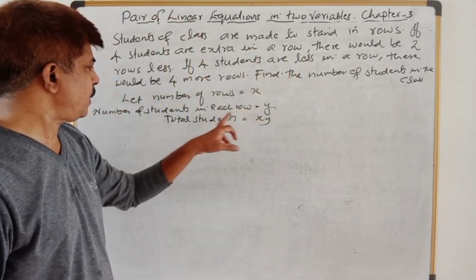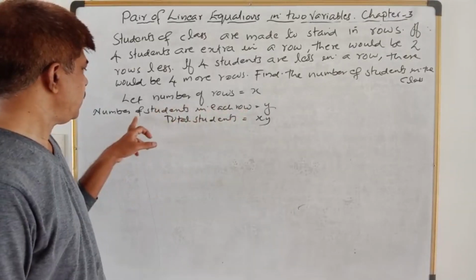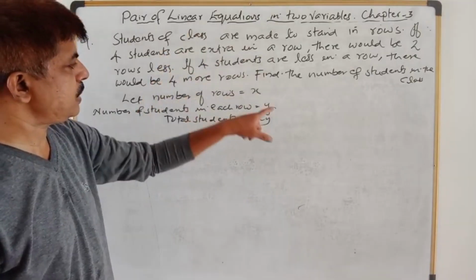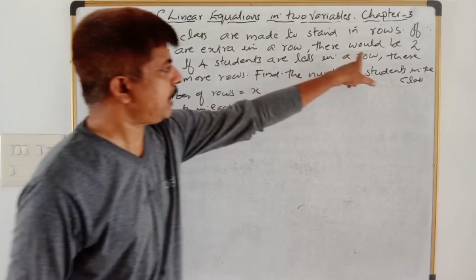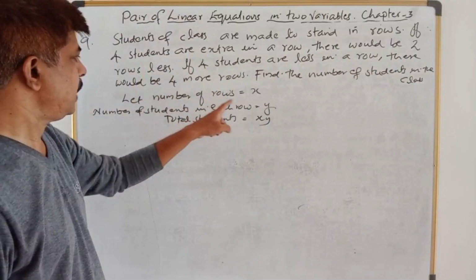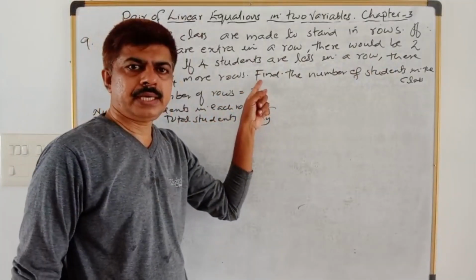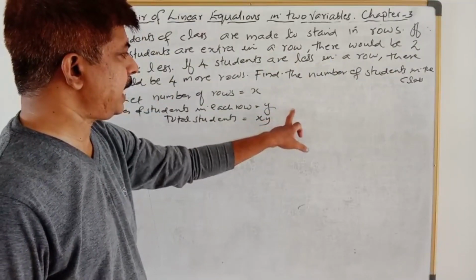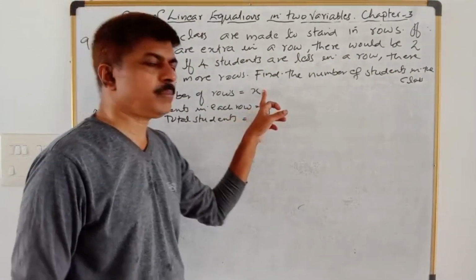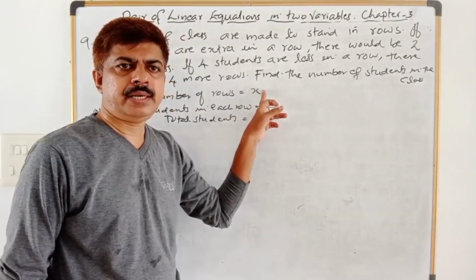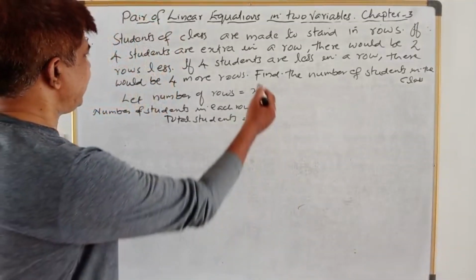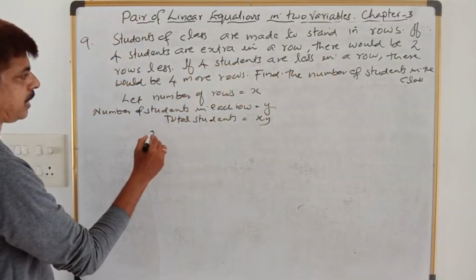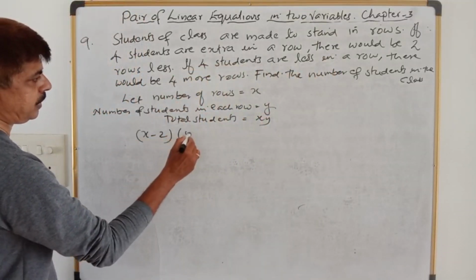In the beginning, the number of students in each row is y, which we have taken. So 4 students extra means we have to add 4 to y. That time there will be 2 rows less. Initially we have x rows. When 4 more students are added, the number of rows decreases. So y plus 4 students in a row, and 2 rows become less, so x minus 2 into y plus 4.